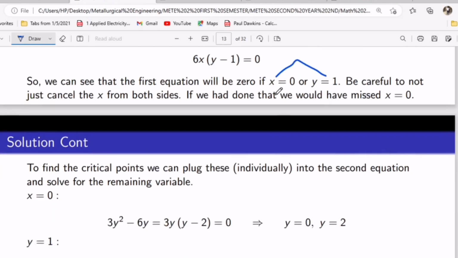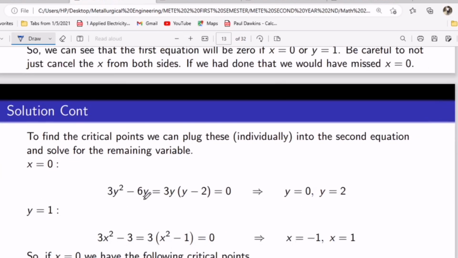So in this case, when x is equal to 0, you're going to put 0 inside this and get our y. So when x is equal to 0, y will be equal to what? 0, and y also will be equal to what? 2. So in this case, we have two critical points here, which will be (0, 0) and (0, 2).